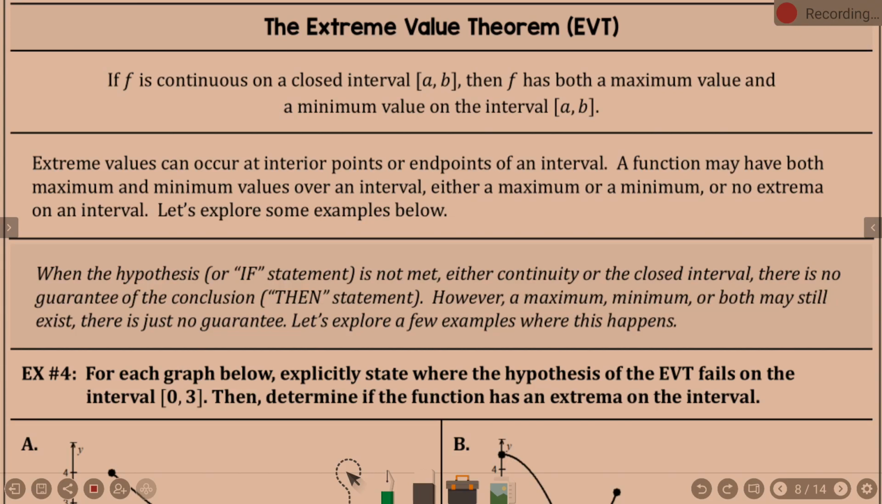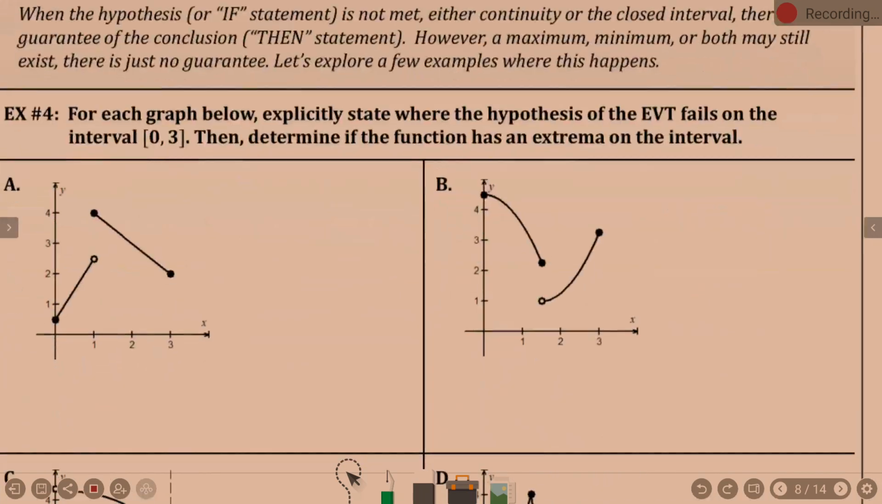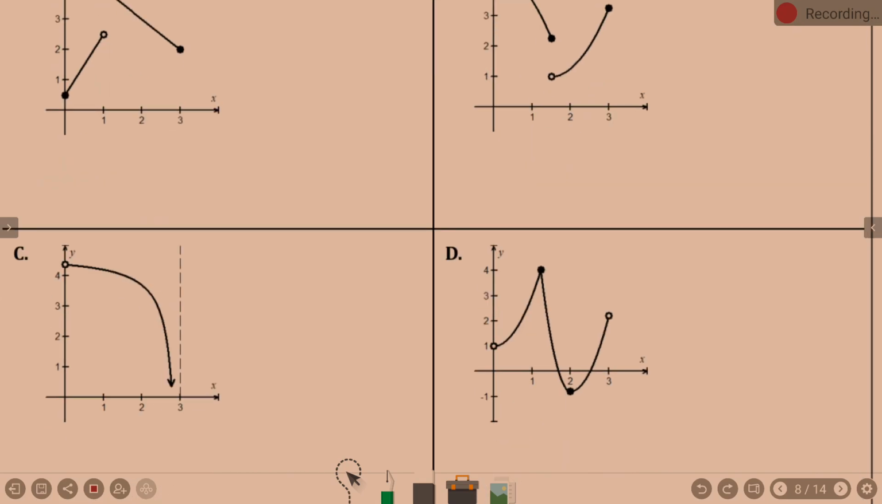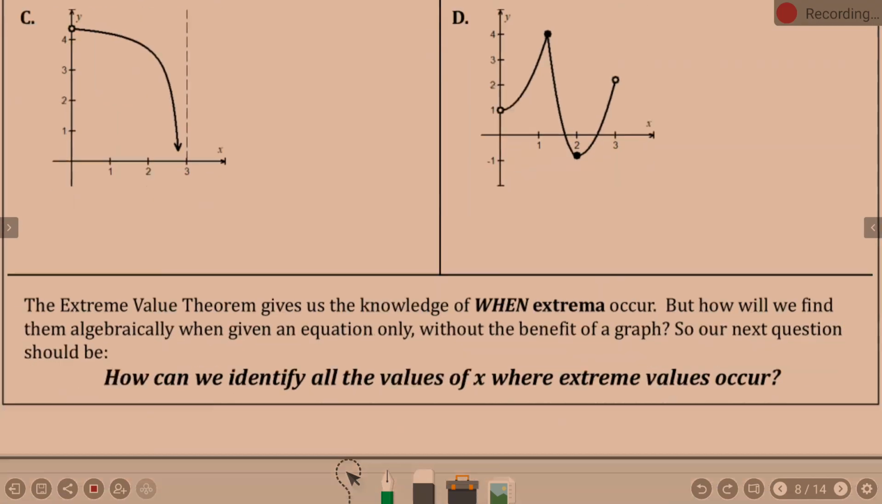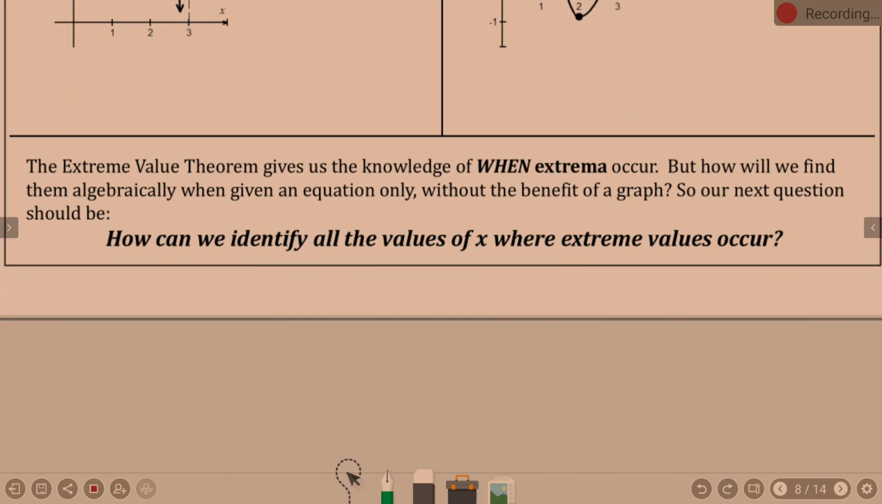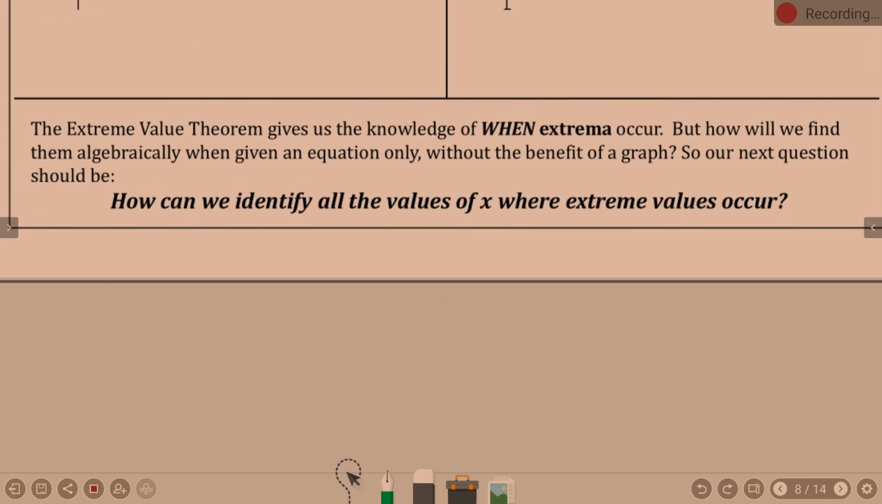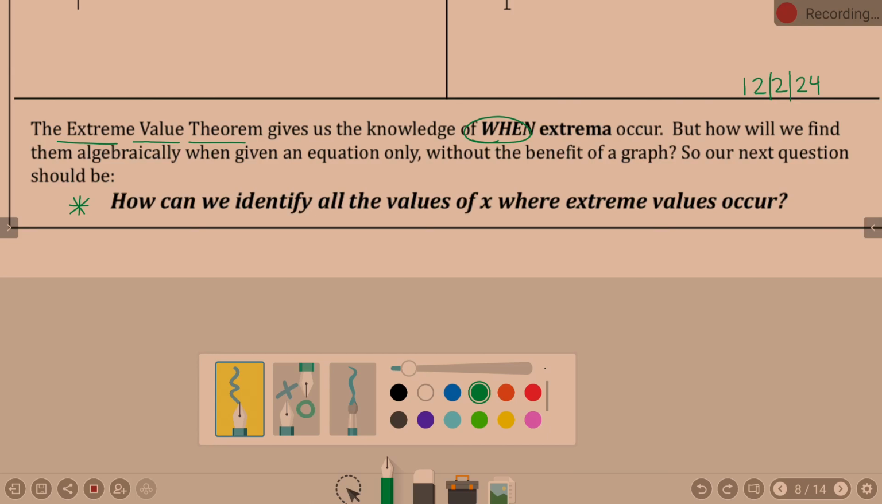Okay, so these maxes and mins, these extreme values on a set interval, there has to be a min and a max as long as the function is continuous. And we had looked at these examples here, and pretty much they weren't continuous. There was some issue with all of them, or it wasn't a closed interval.